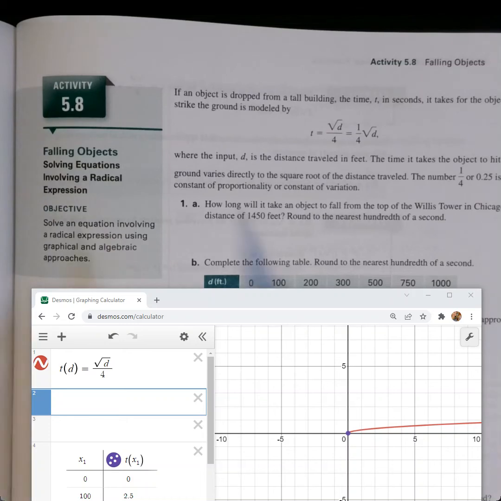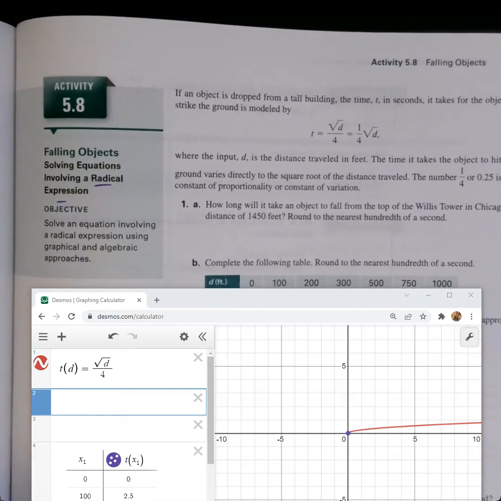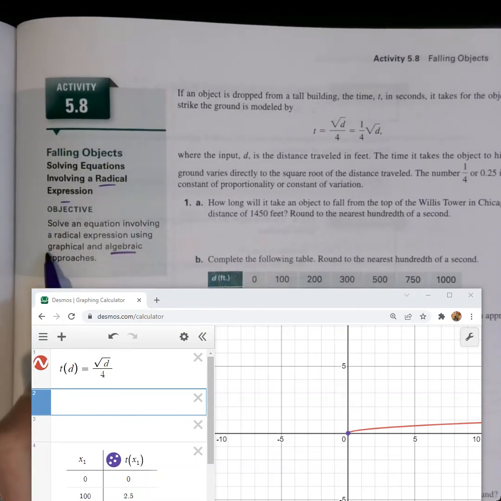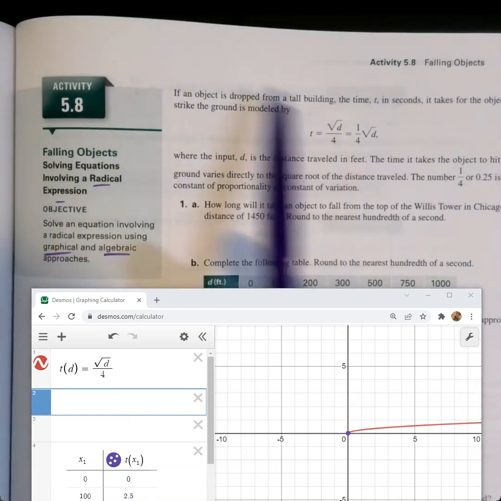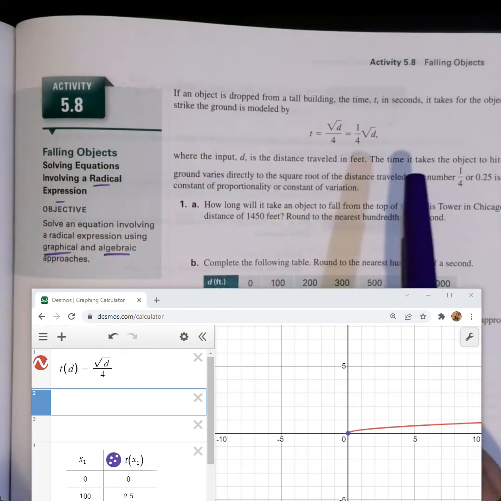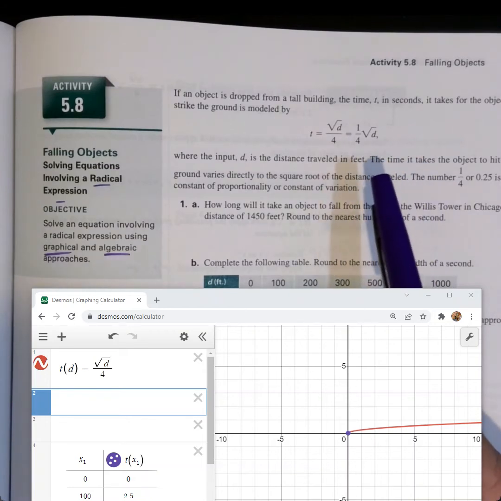In section 5.8, we're looking at solving equations involving a radical expression, and that's our primary objective. We're going to use algebraic and graphical approaches. We're doing the dropping things out of the sky model again that we used in the last section, with that square root of d over 4, or 1/4 square root of d.